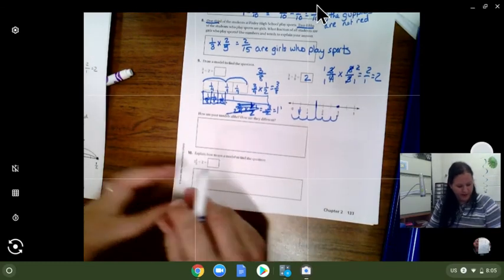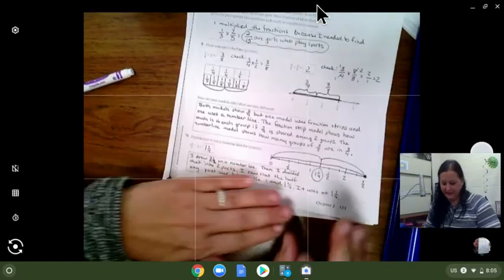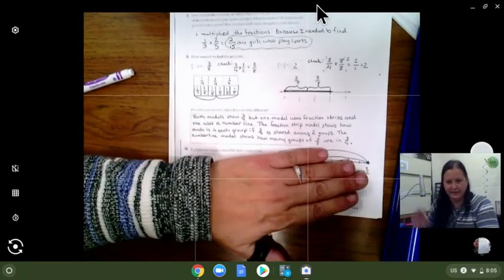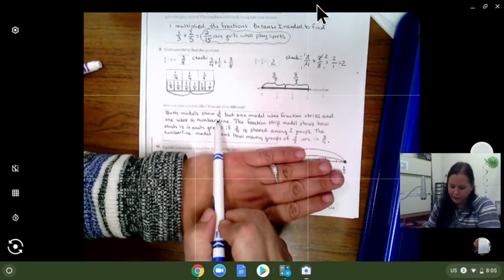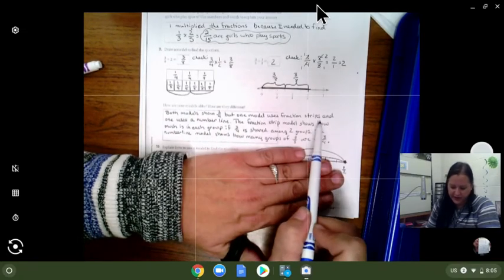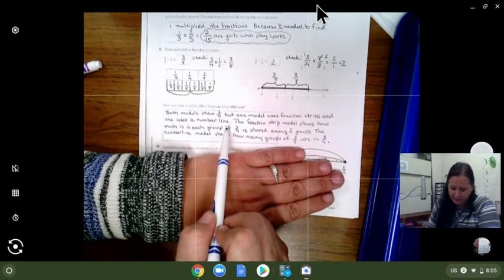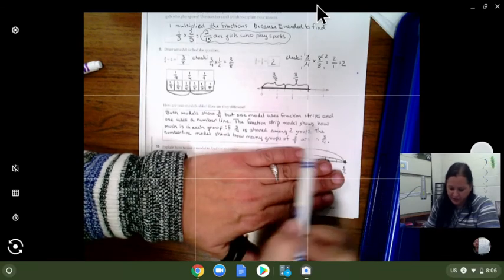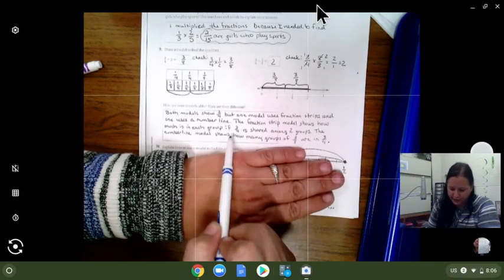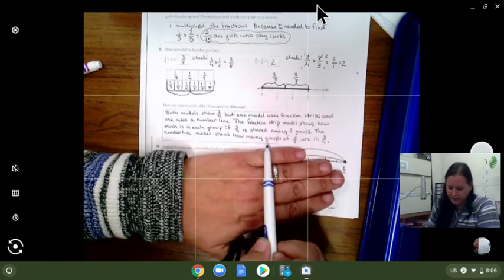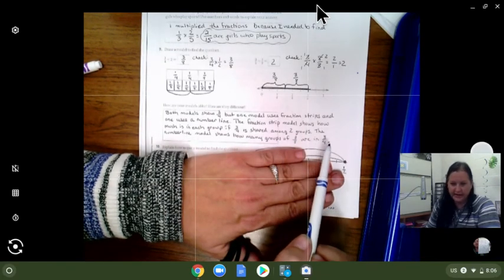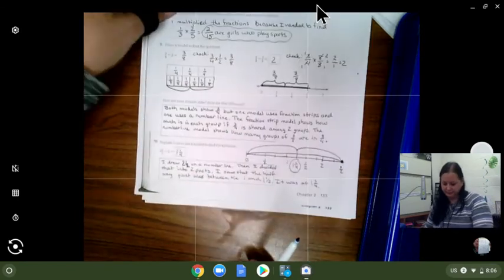So both models, I'm going to put this up here because I don't have time to write it all down within that 15 minutes. But you guys could pause it and write it. It says, both models show 3/4, but one model uses fraction strips and one uses a number line. The fraction strip model shows how much is in each group if 3/4 is shared among 2 groups. The number line model shows how many groups of 3/8 are in 3/4.